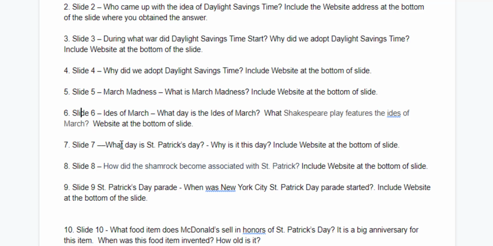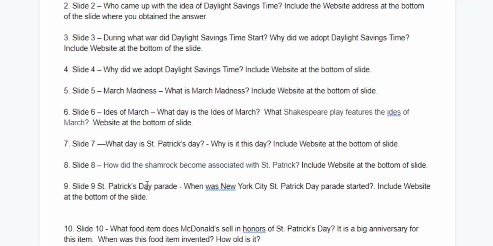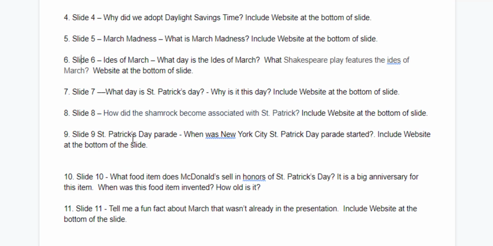Slide 7 is about St. Patrick's Day. And slide 8 is about shamrocks and St. Patrick's Day. And 9 is about the St. Patrick's Day parade in New York, asking when it started and how old it is. Slide 10 talks about McDonald's and what they sell in honor of St. Patrick's Day.